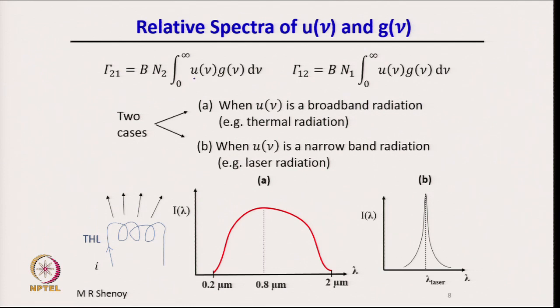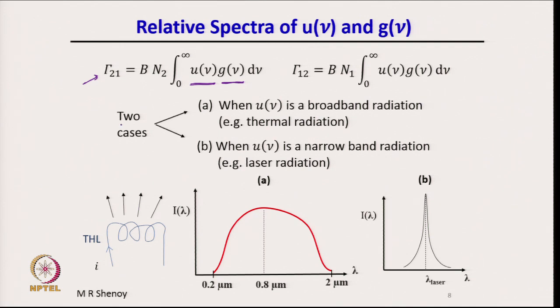Gamma 21 is given by this; B and N2 were constant, so we have taken them out. So, integral u nu G nu d nu. Now, what is u nu? U nu is the spectrum of the radiation which is present in the atomic system or in the medium. What is G nu? G nu is the strength of interaction of the atomic system at a given frequency nu.